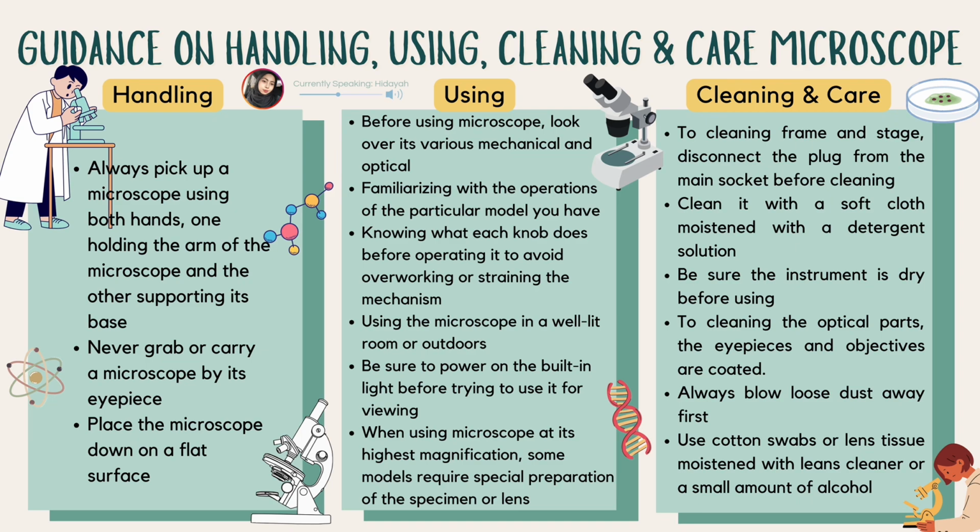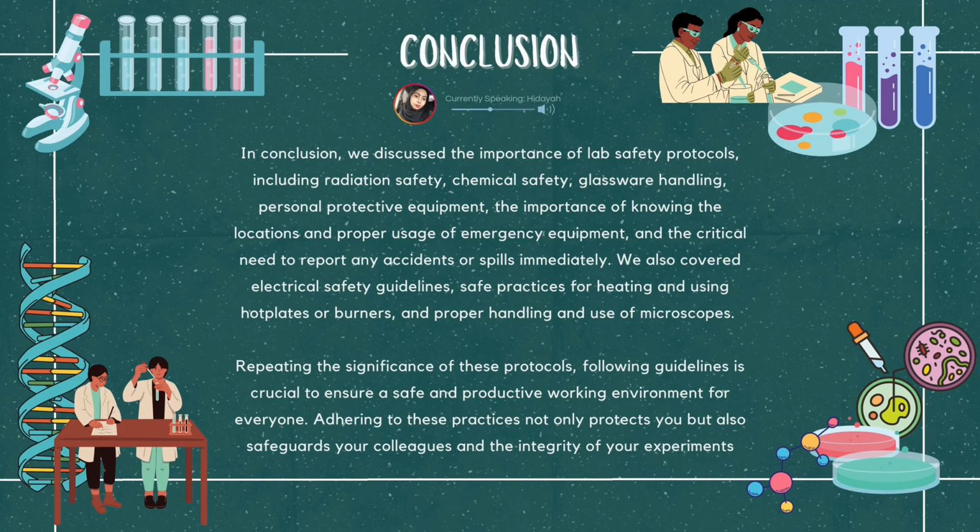In conclusion, we discussed the importance of lab safety protocols, including radiation safety, chemical safety, glassware handling, personal protective equipment, the importance of knowing the locations and proper usage of emergency equipment, and the critical need to report any accidents or spills immediately. We also covered electrical safety guidelines, safe practices for heating and using hot plates or burners, and proper handling and use of the microscope.